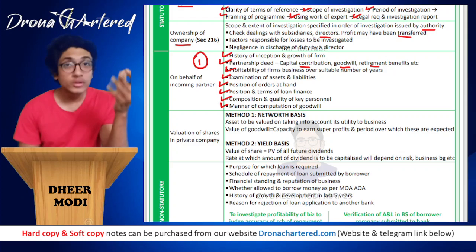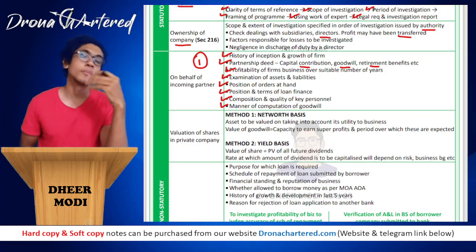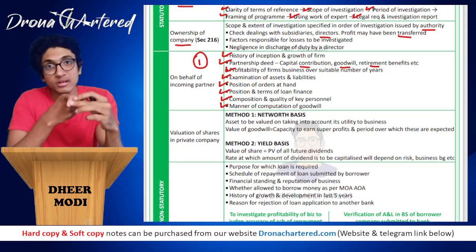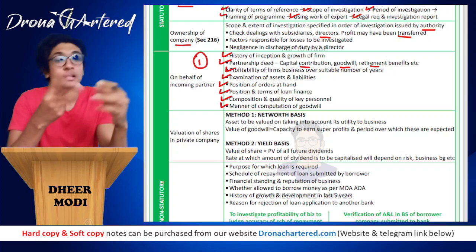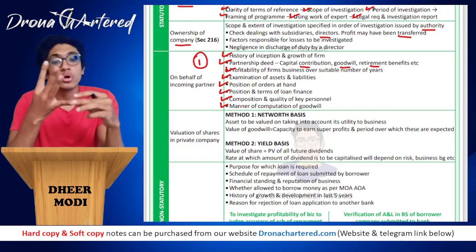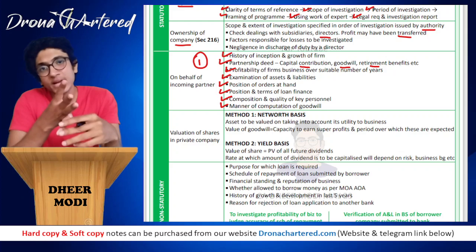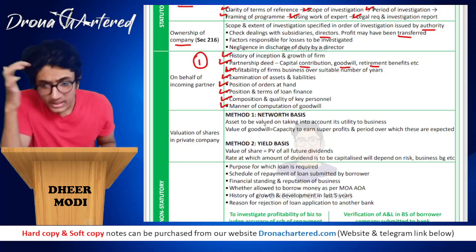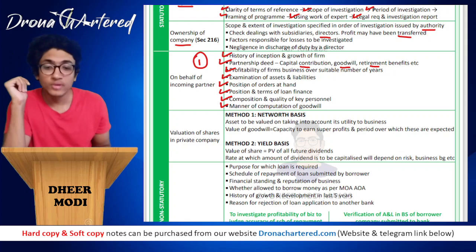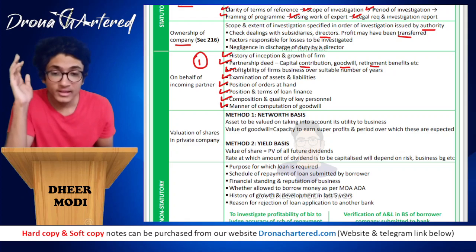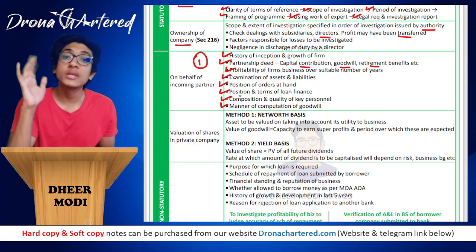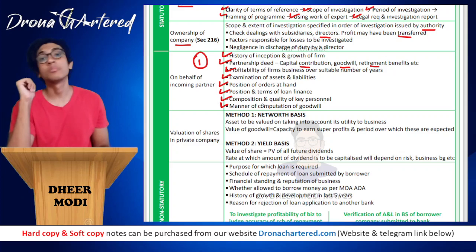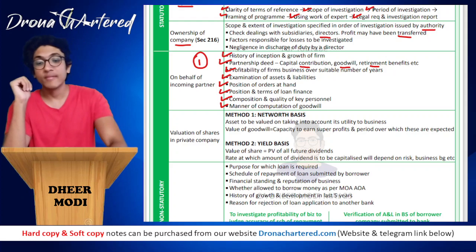So before a new partner comes into the partnership firm, certain things will be checked. Of course, your history will be checked. Then second, your partnership deed will be checked. Your profit over the years will be checked. Your cash, your orders at hand will be checked. Then what are the other points? Of course, your position and terms of your loan finance, examination of assets and liabilities. We already did this. Then composition and quality of your key personnel, and last is manner of computation of goodwill. So all of these points will have to be checked.